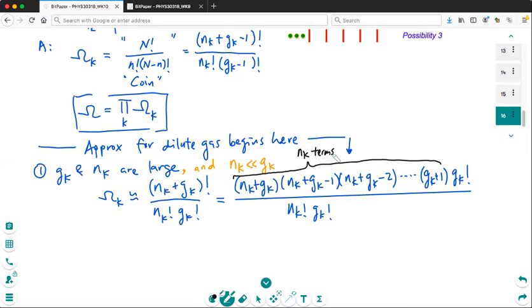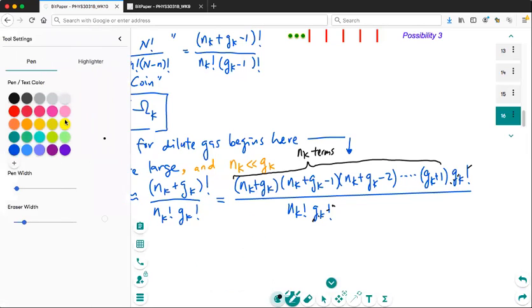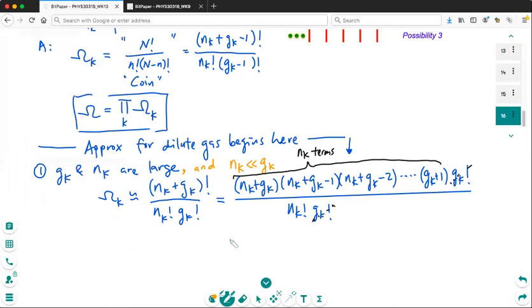Okay, I keep doing this until I reach here. So the first thing I can do is I can already cancel this. Now the approximation comes in with the orange color.